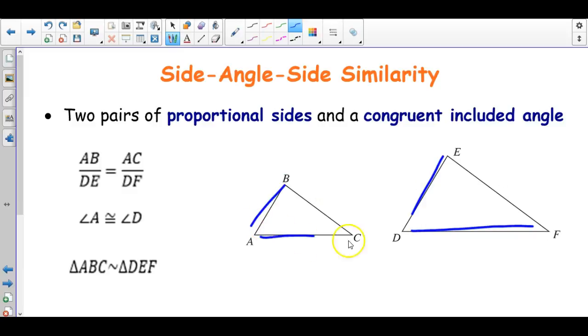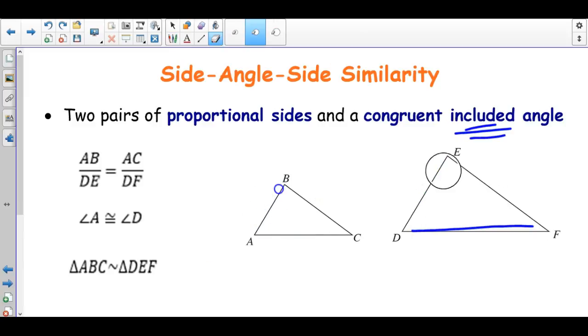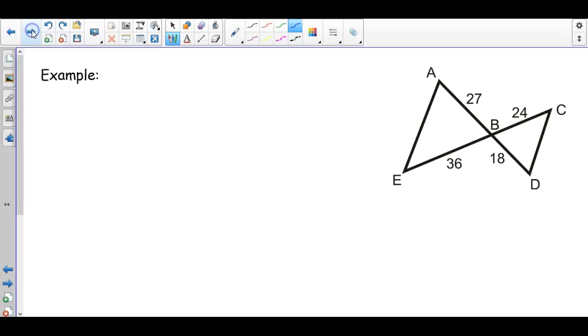If I were given these segments proportional, but I gave you angle B to E, or I gave you angle C is congruent to angle F, you wouldn't be able to conclude similarity. The big emphasis here is that we have the congruent included angle, and that would allow me to say that, again in this case, triangle ABC is similar to triangle DEF. I'll go through a quick example of that one.